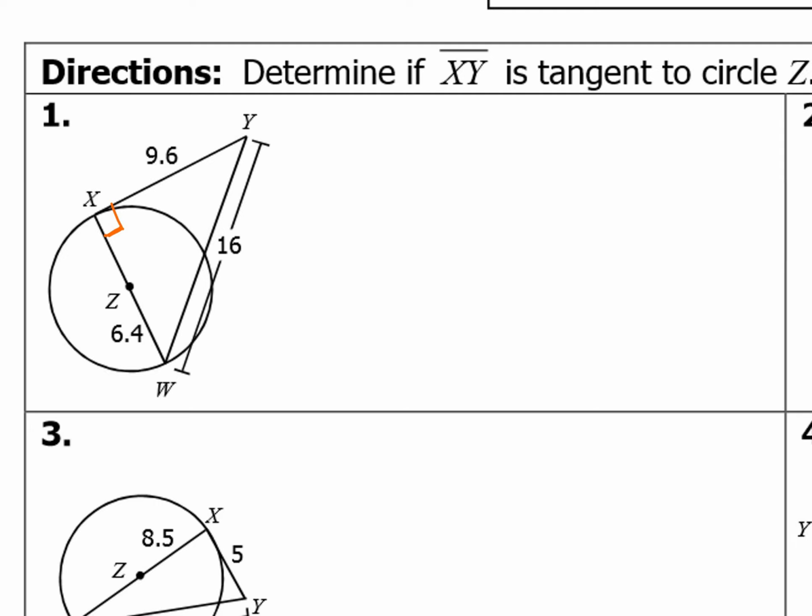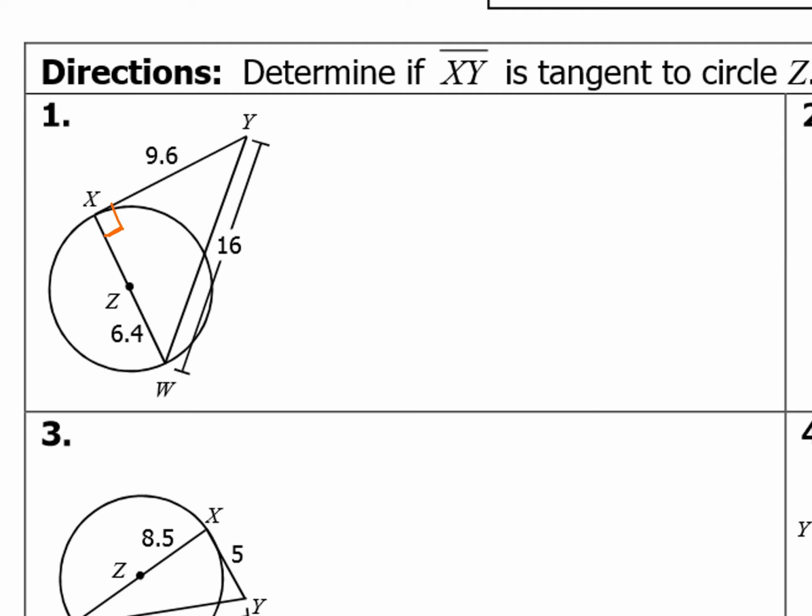All right, so they gave us a radius right here of 6.4. So that means this is 6.4, so that side is 12.8. So that side squared plus 9.6 squared should equal 16 squared. And if all that checks out, then it would be tangent. If you put this in your calculator, you will find out 256 does equal 256. And so, yes, this is tangent.